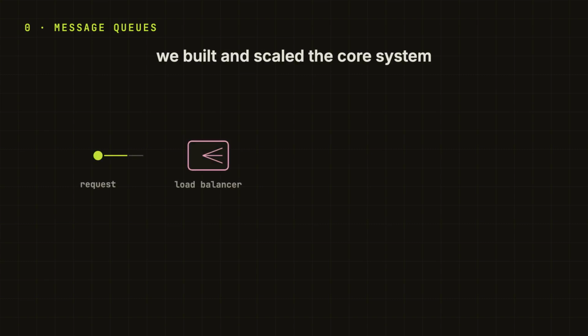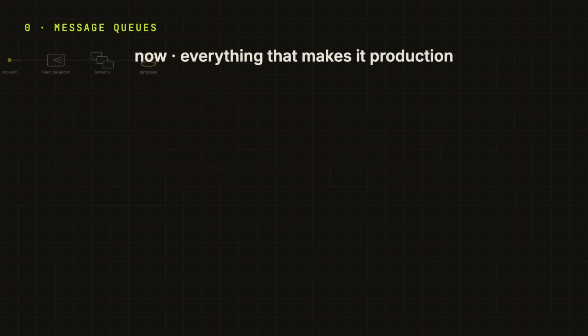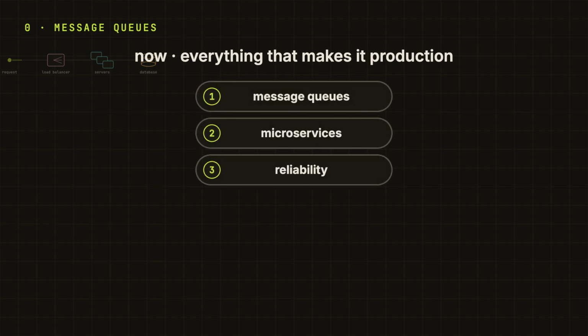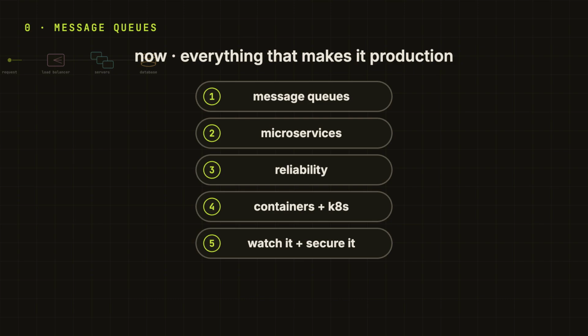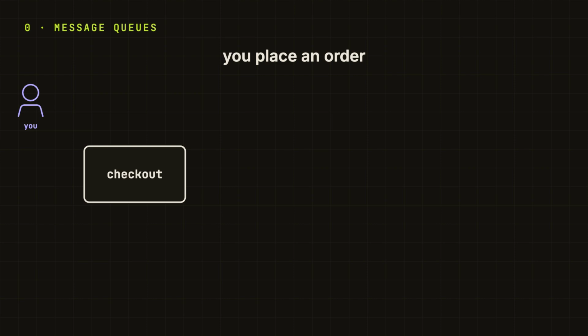We have built and scaled the core system. Now we cover everything that turns it into a real production system. Message queues, microservices, the patterns that keep it reliable. How it is shipped with containers and Kubernetes, and how we watch it and keep it secure. Let's finish this. Okay, when you place an order, several things need to happen.